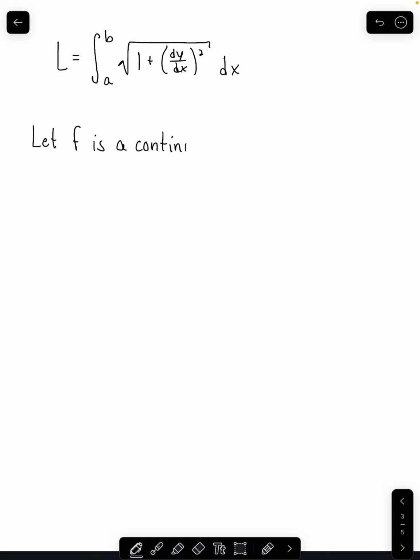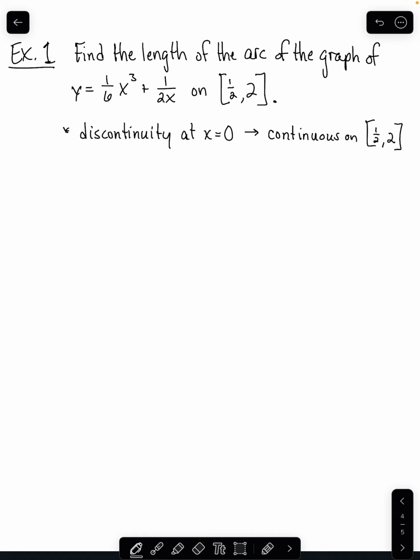Now, we also need to make sure that it is differentiable on the interval. One way to answer that is to actually find the derivative, which dovetails nicely with the fact that we actually need the derivative for our integrand. So our next step is to find f prime of x, at which point it might be helpful to rewrite the second term as 1/2 times x to the negative 1.